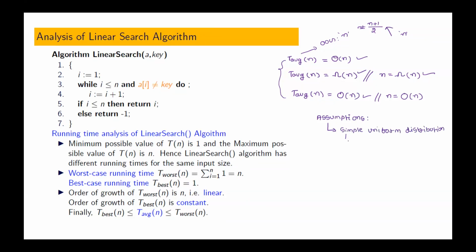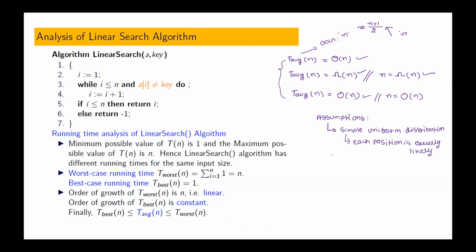Each position is equally likely. There are n positions for the key. Whatever the probability that it is present in the first position, the same is the probability that it is present in the second position, and so on, and the same is the probability that it is present in the nth position. Each position is equally likely. So this is one assumption.